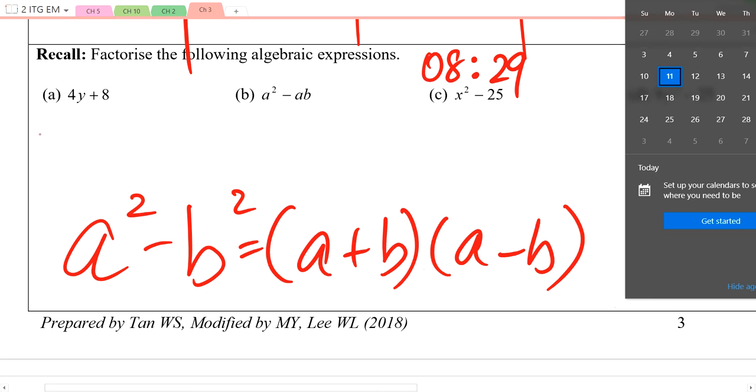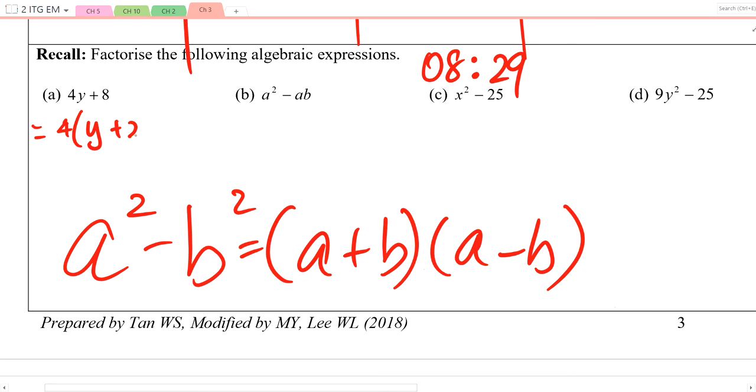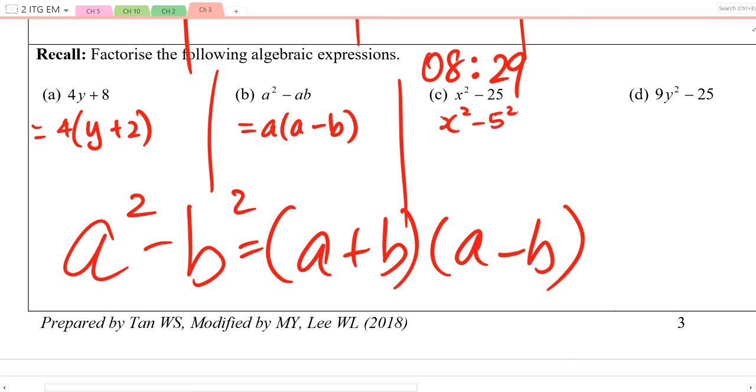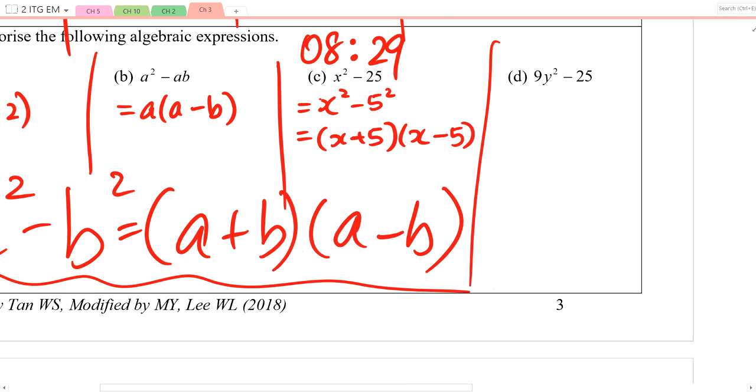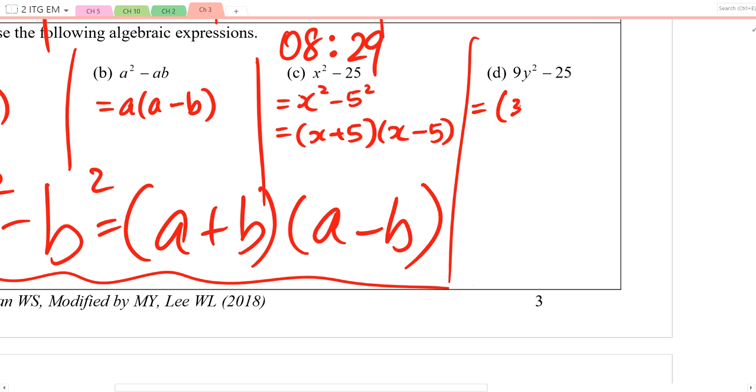Part A. This is obviously 4 times of y plus 2. Please self-mark. Okay, and the next one, this must be a multiplied by a minus b. This is x squared minus 5 squared, which is x plus 5, x minus 5. Okay, I'm using this special product over here. And the last one, this is actually 3y square minus 5 square, which gives me 3y plus 5, 3y minus 5.